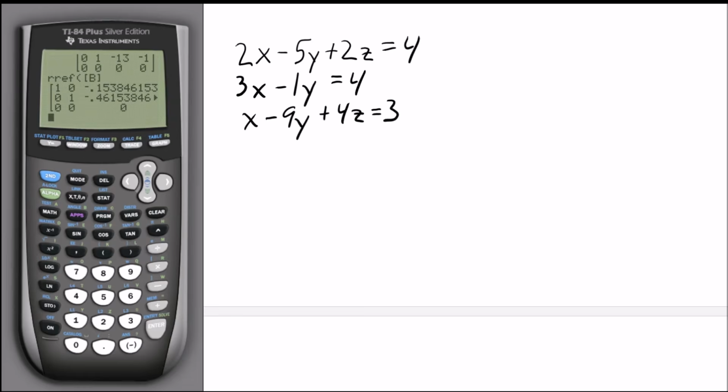And we end up with some decimals, so we'll use the math button and select the first option there, fraction, to clean it up a little bit. Now what we see on this one, we don't see that row of zeros across the bottom. Now what we see across the bottom is 0, 0, 0, 1. And so what that says is 0x plus 0y plus 0z, which is just 0, equals 1. And we, of course, know that that's impossible. So this system has no solutions.